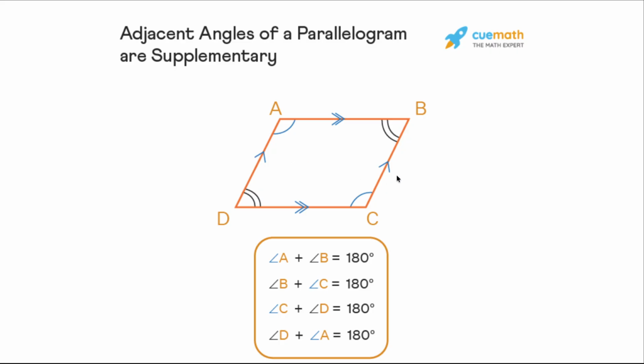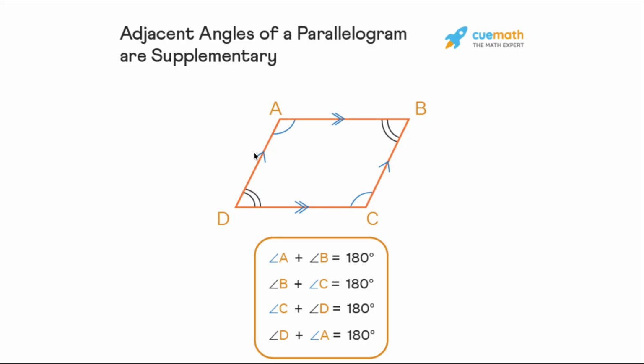Now let's look at the angles. Angle A is congruent to angle C. Angle B is congruent to angle D. Okay? And A and D add to 180 degrees. So one side adds to 180 degrees. And also the top 2 angles add to 180 degrees. And the side angles add to 180 degrees. And the bottom 2 angles add to 180 degrees.